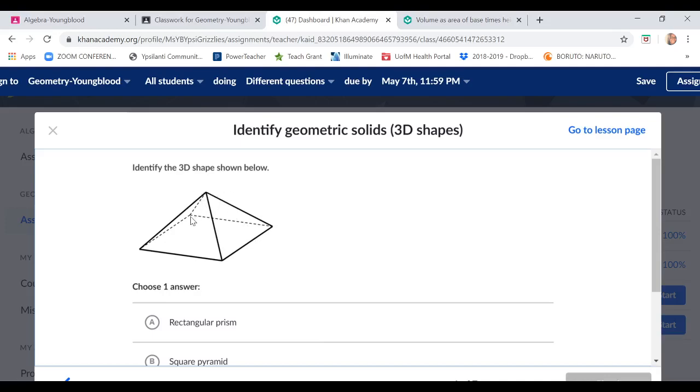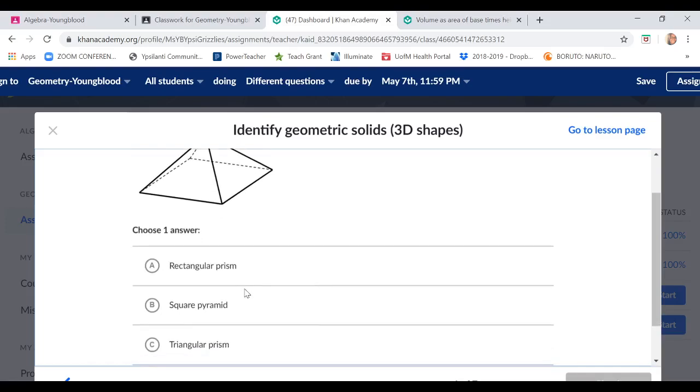And again, you name a pyramid by the shape of the base. You see this base is either a square or rectangle. I wish they would have given us numbers so we could make it very specific. It's either going to be a square or rectangular pyramid. So this is going to be the option that makes sense. Square pyramid. We know it's not a prism, so it has to be this answer.